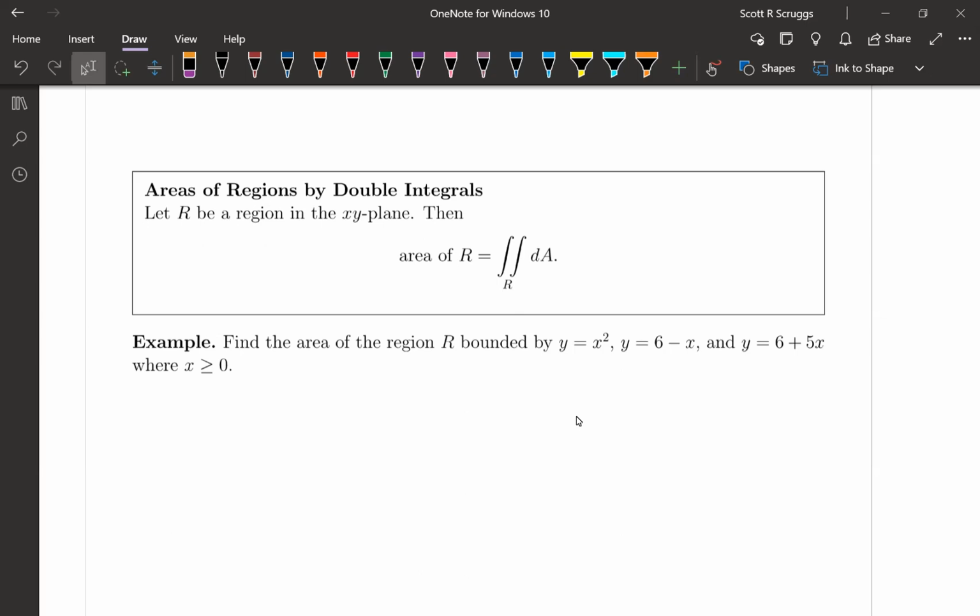Kind of to elaborate on rectangular regions, for a general region, if you want to take the area of a region, then all you need to do is integrate just the integral of a constant. Again, to take the area of the region by double integrals, you can do that by taking the double integral of just the constant 1.